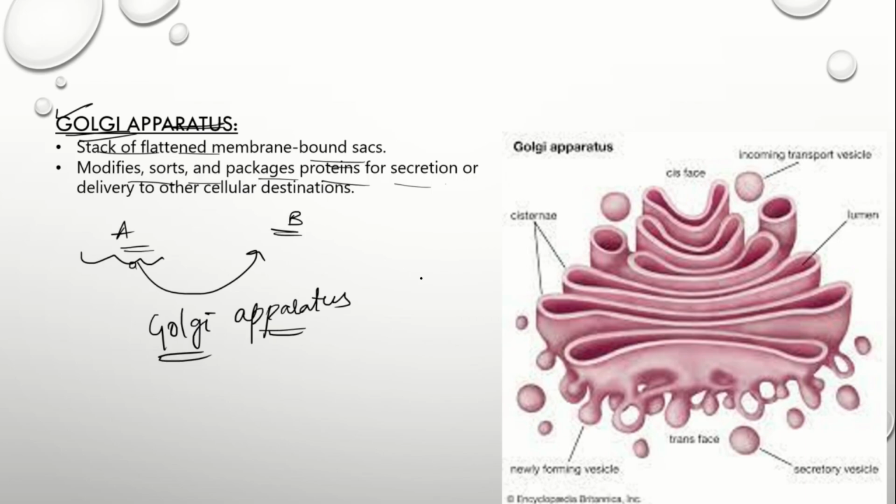Is that clear, students? The main function of the Golgi apparatus is that it modifies, sorts, and packages proteins for secretion or delivery to other cellular destinations.